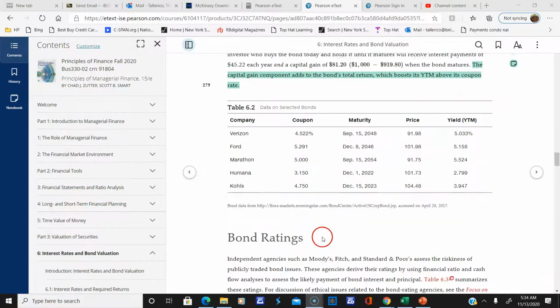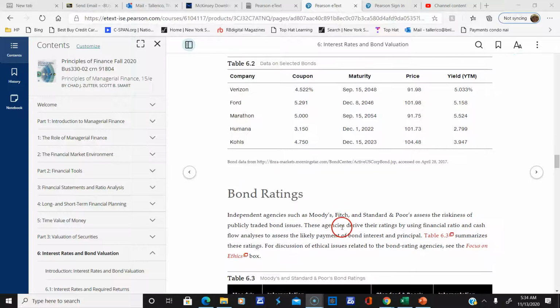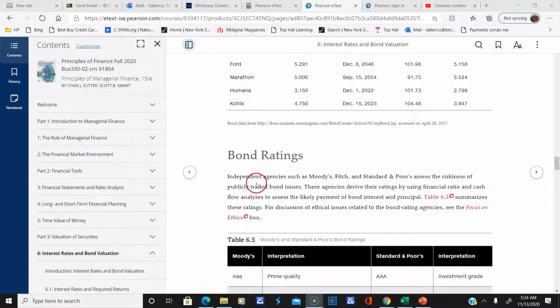And here are the different companies, and here are their coupons, and this is when they mature, and this is the price and the yield. Now, depending on the quality of the bond or the default risk of the company, bonds have a rating, and there are agencies that rate bonds. You may have heard of them: Moody's, Fitch, Standard & Poor's. They are basically bond rating companies, and they assess the riskiness of publicly traded bonds.